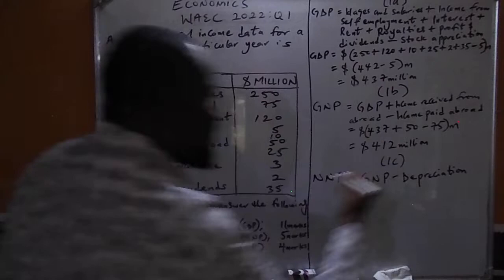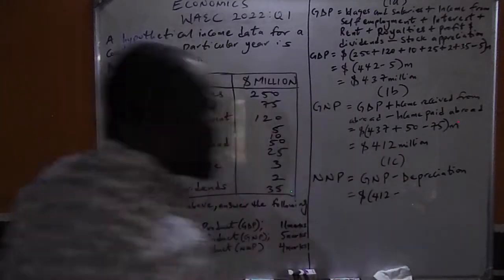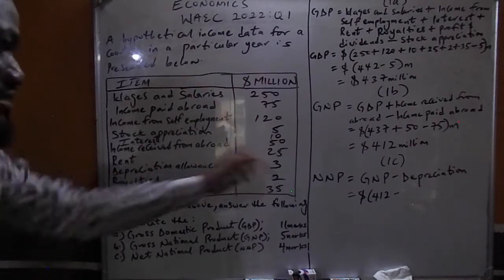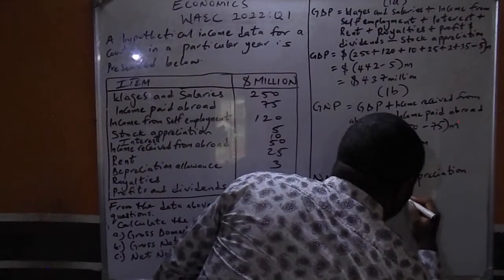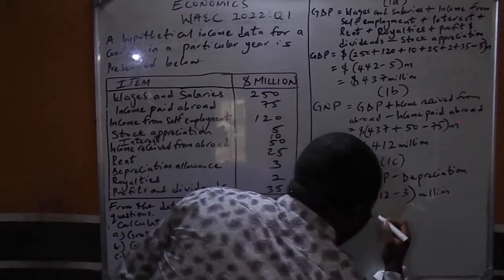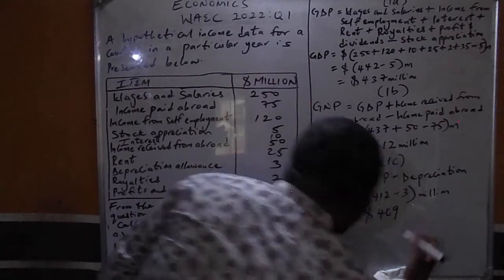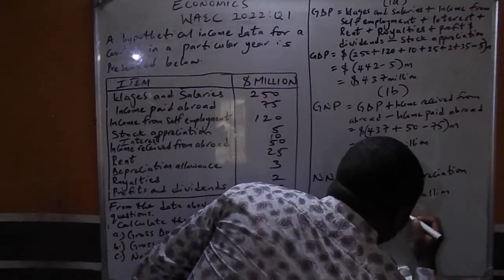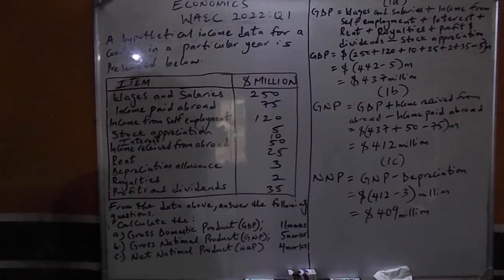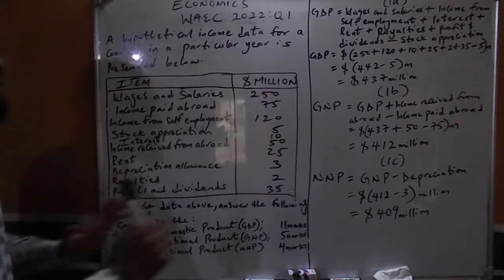What is your GNP? 412 million minus, what is your depreciation? Depreciation allowance 3. That is what? 3 million minus 3 million. Don't forget your million, please, which equals to your dollar sign, 412 minus 3. That will give you 409. $409 million. This is how to solve this kind of question. In this case, you are done with it. This will now give $409 million. This is how to solve this.